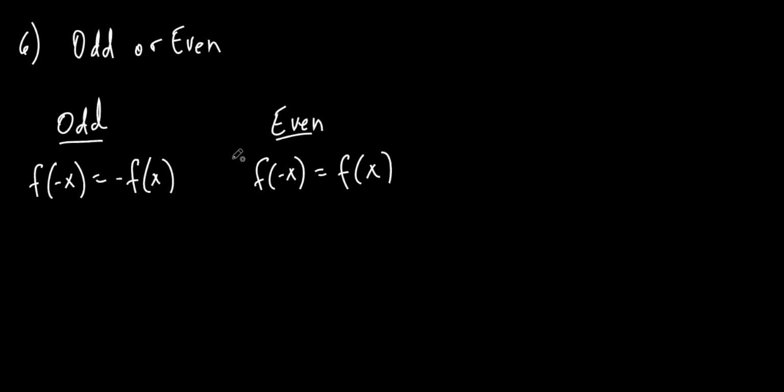Now, there are situations where it could be neither. If neither one of those things is true, if you put a negative in for the x, you don't get a negative original function, or you don't get the original function at all, you get something completely different, then it would be neither. So you always have that option as well.